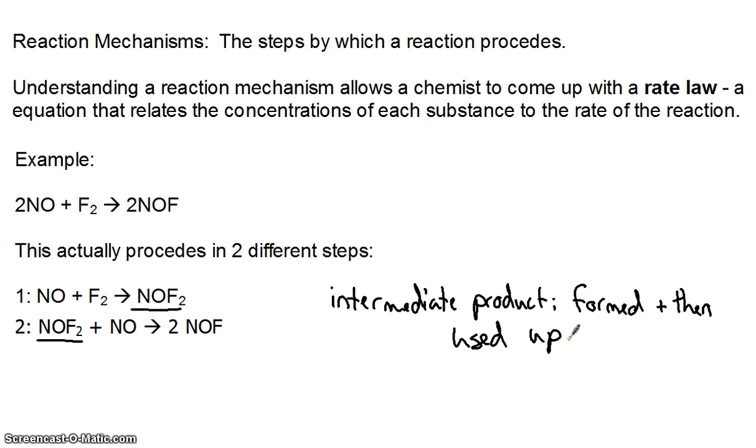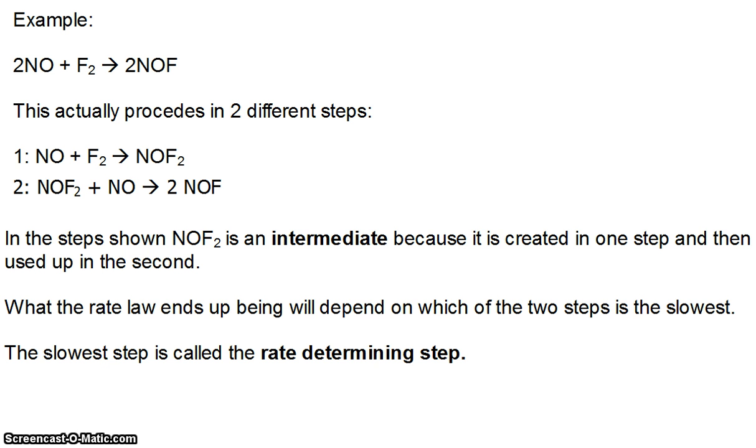Chemists can use knowing the steps to come up with an idea of what the rate law should be, like how the rate depends on the concentrations of the different species in the reaction. What the rate law is, what actually governs how fast a reaction will go, will depend on which step is the slowest step. And the slowest step is known as the rate determining step. We'll look at an example of why it is the slowest step that matters.